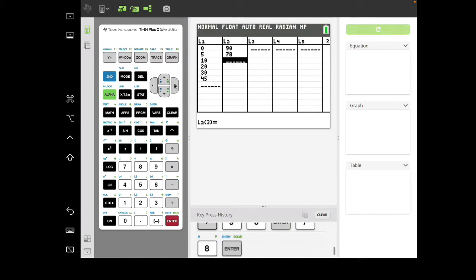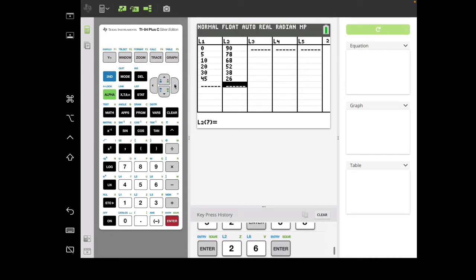Okay, so now I'm entering your temperature into L2, so that's 90, 78, 68, 52. So you're skipping over the 15, 38, and 26. Okay, so once you have your L1, L2 figured out or written in, pause the video if you need some more time. We're going to go on to creating the equation.